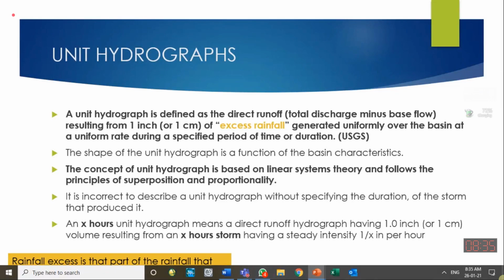We assume that this rainfall is occurring uniformly over the whole basin, because we know the hydrograph does change if the storm duration is different, if the storm is not covering the whole area, or if the storm intensity is different. So these are the constraints or conditions necessary to designate that this is a unit hydrograph. As I told you, the shape of the unit hydrograph is a function of the basin characteristics, basin properties.